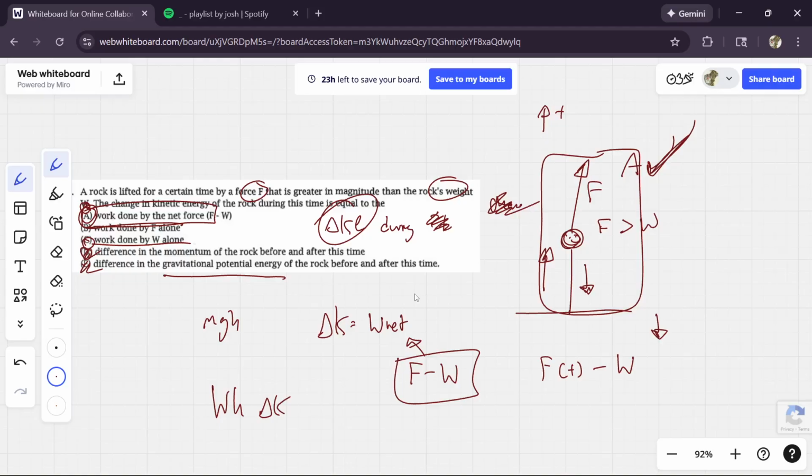Honestly, I don't really know how you even know this one. I just take a bunch of notes. You just have to know that the change in kinetic energy is equal to the net work. But yeah, that's basically it.